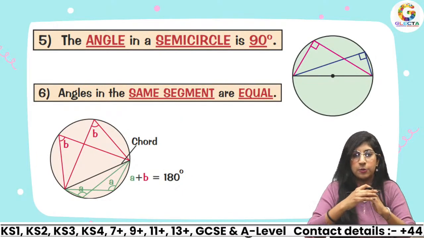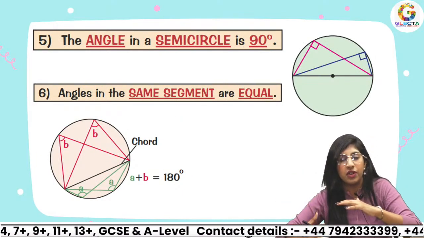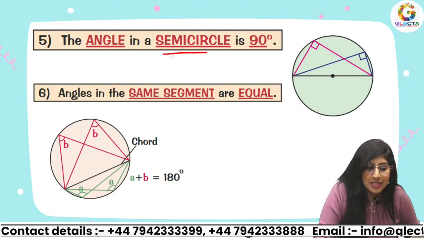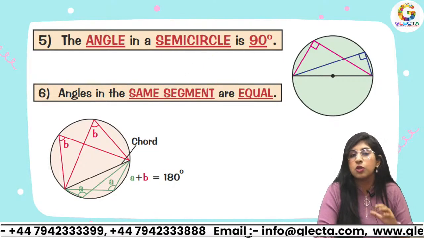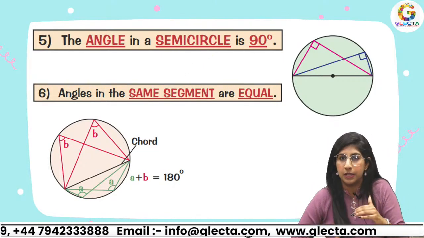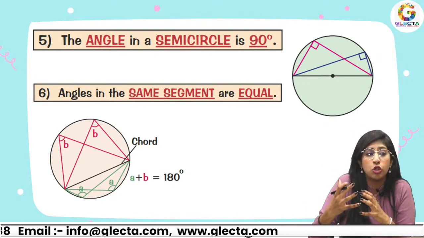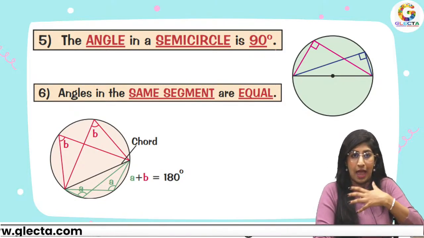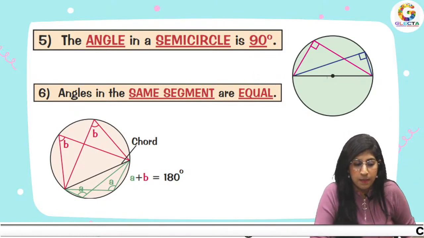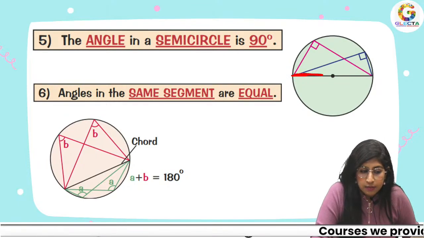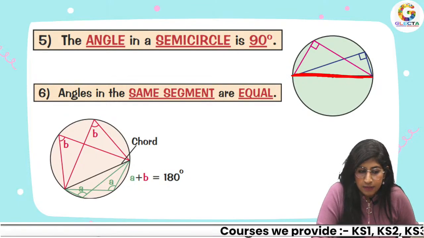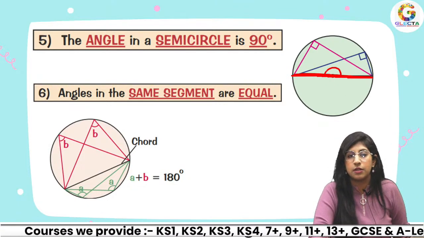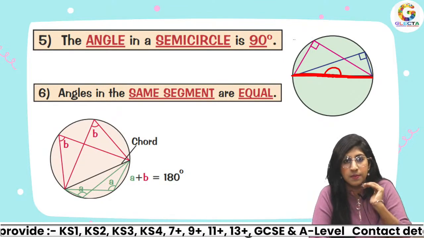Then coming to the next part, I'm going through these properties very quickly so that we can focus on the questions. Angle in a semicircle. Now you know a semicircle is formed with the help of a diameter. Now understand the logic behind this, why am I saying that the angle in a semicircle is 90 degrees? You're drawing a straight line over here. This is a straight line, right? On this straight line, the angle that is made at the center is 180 degrees, right?